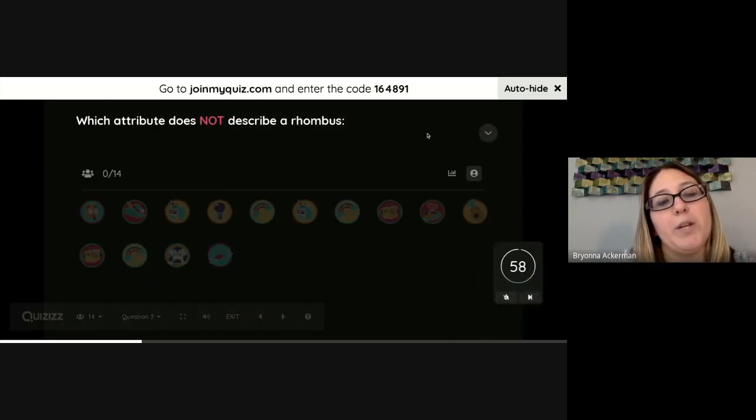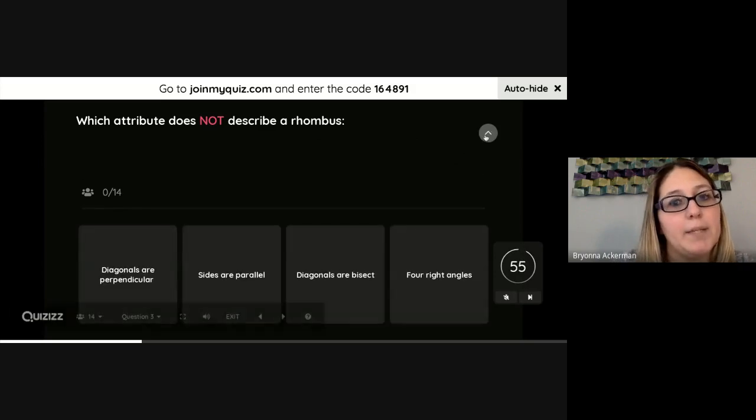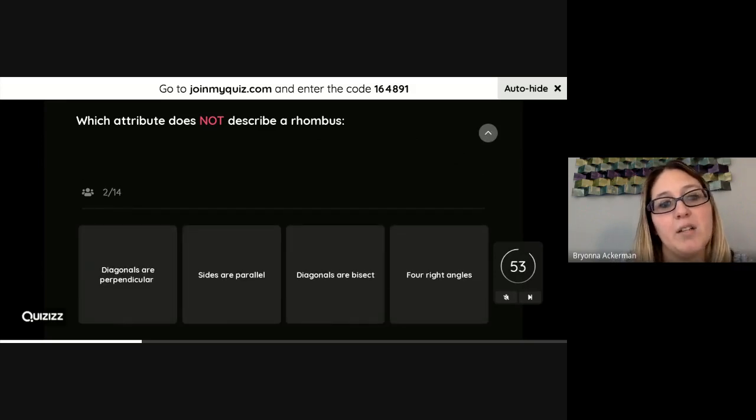Okay, we're trying to figure out which one is not describing a rhombus. So out of these, which one is not describing a rhombus? A little trickier, but if you read all of them, there's one that stands out that you should know is not a rhombus, okay?